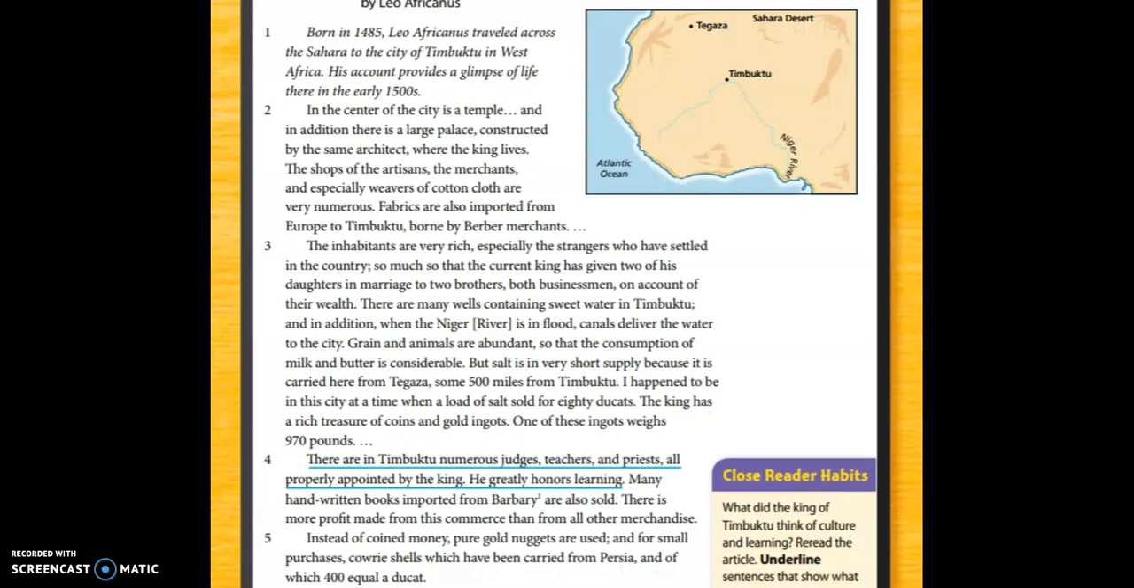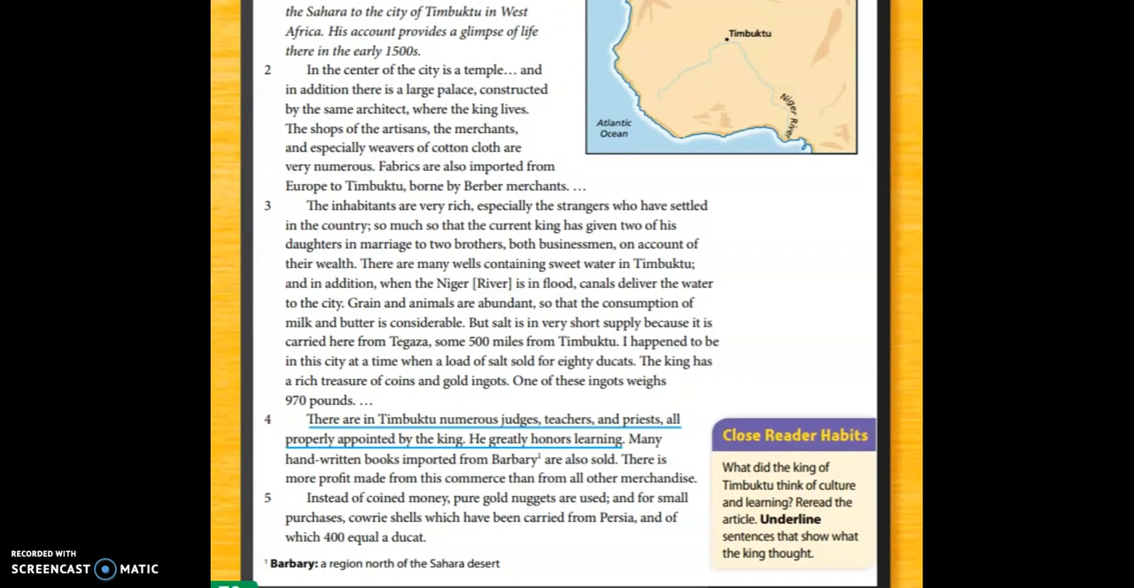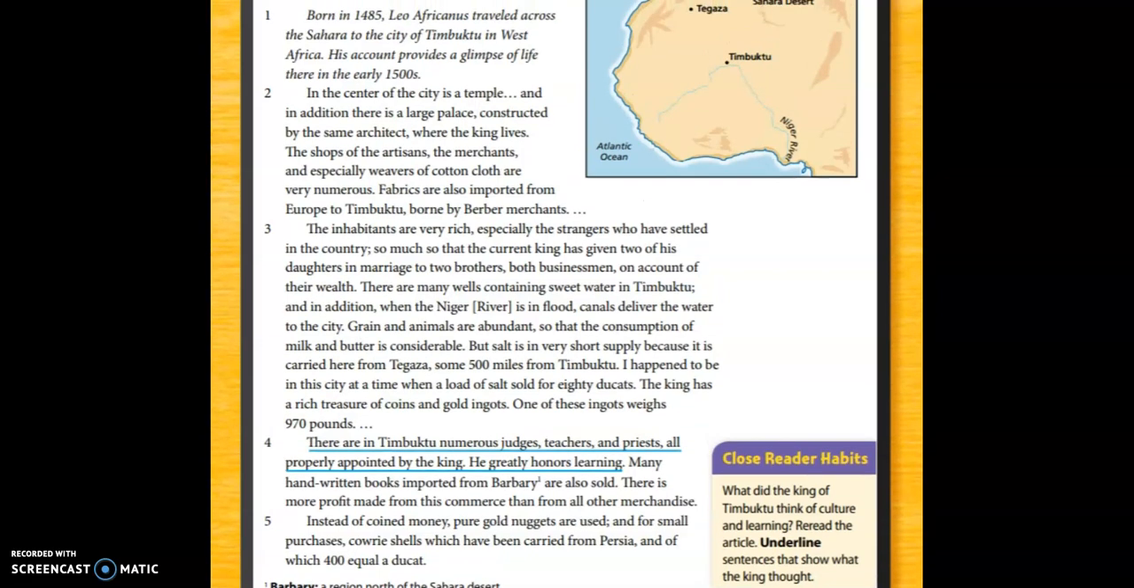My second question is, how did Timbuktu receive goods from Europe? Let's look that up.